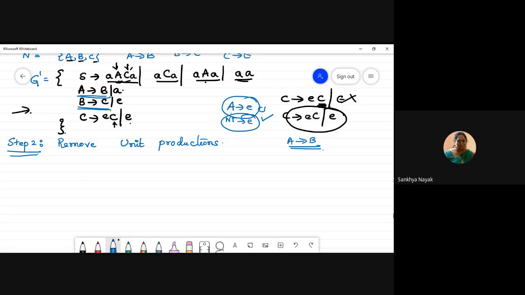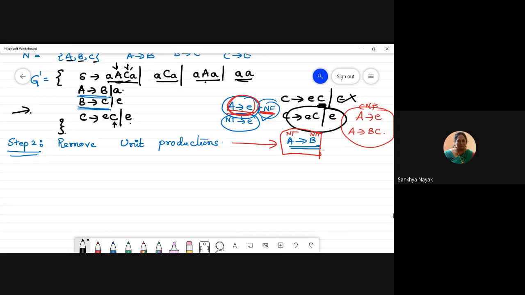This is already there in the Chomsky's normal form. Why? To remind you, Chomsky's normal form is either a non-terminal deriving a terminal or a non-terminal deriving 2 non-terminals, correct? So this is Chomsky's normal form. So if you have something like this, it is already there in the Chomsky's normal form. It's not a unit production. Only if you have a non-terminal deriving another non-terminal, then it is a unit production. So we have to remove unit productions.